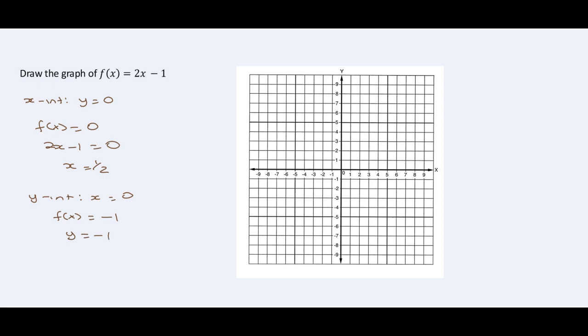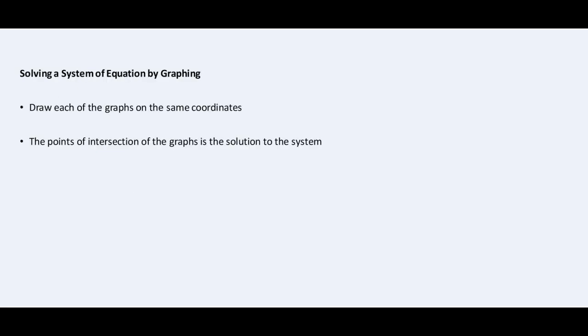So now we're going to put this on the graph. y equals minus 1, that's right here. x equals 1/2, which is right here. So now we're going to draw a line graph that joins both points together. So that's the graph of y equals 2x minus 1. Now to solve a system by graphing, we're going to draw graphs of both equations on the same coordinate plane, and then the point of intersection is where we have a solution of the system.